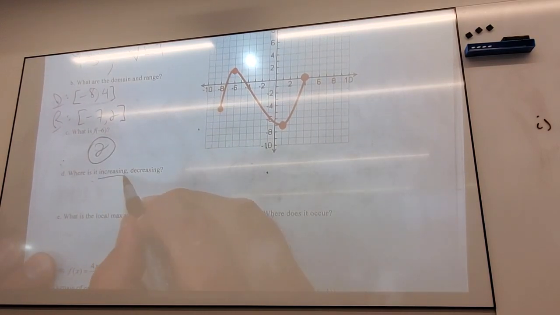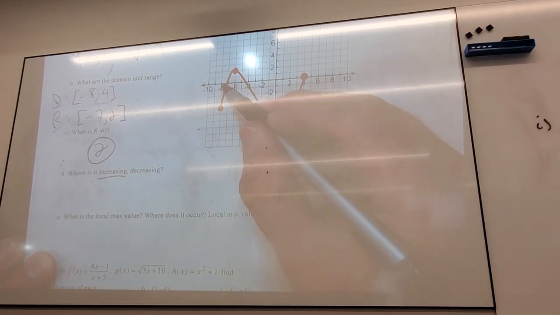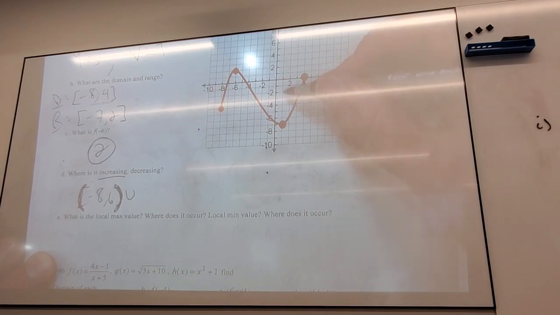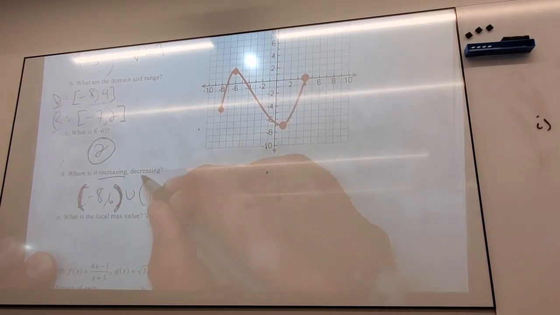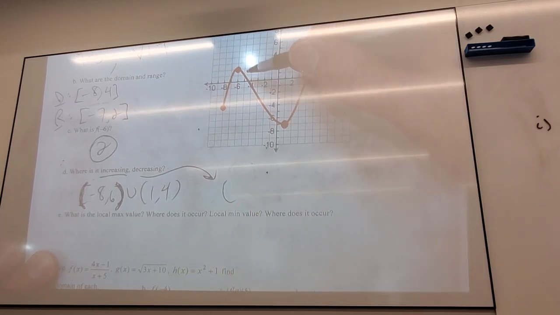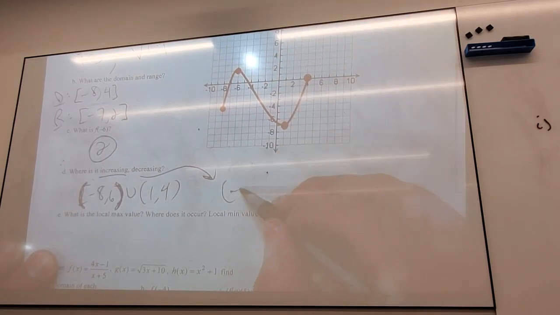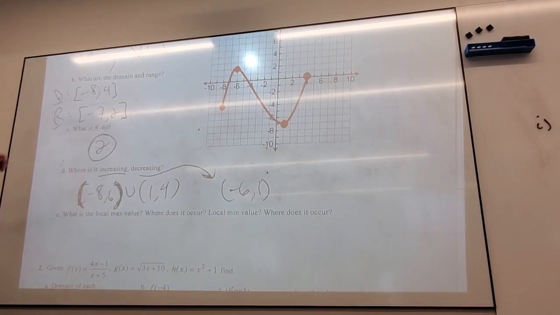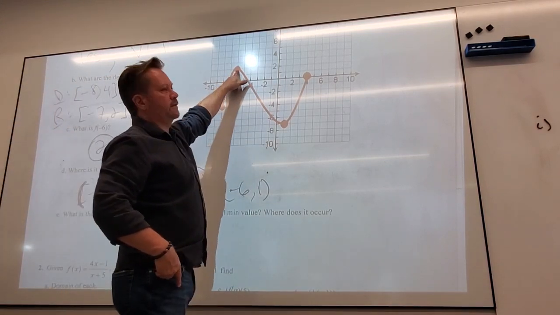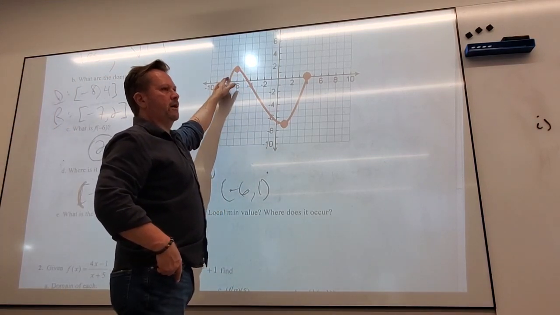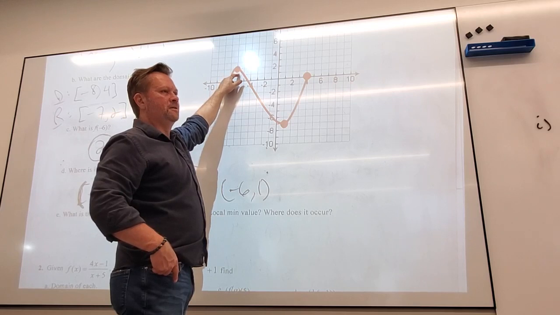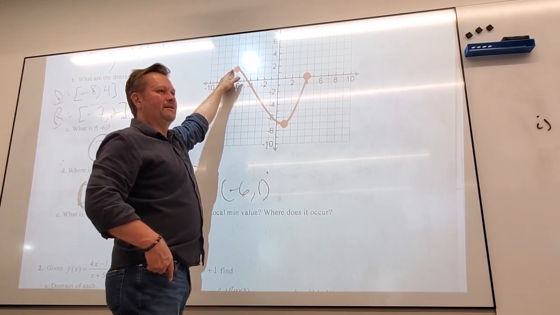Where is it increasing? Between negative 8 and negative 6, and 1 to 4. What about decreasing? Negative 6 to 1. Why are you using parentheses without the brackets? So tell me, right at negative 6, is it going up? Is it going down? Both, or neither, right?